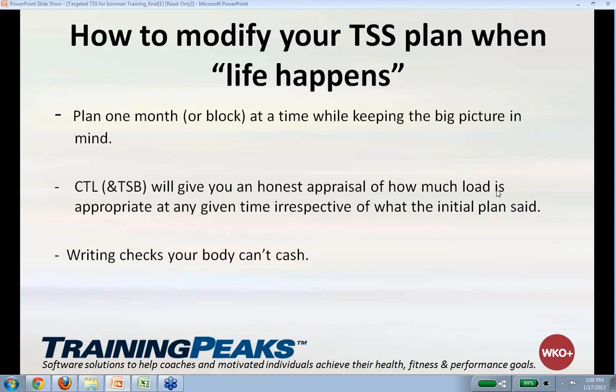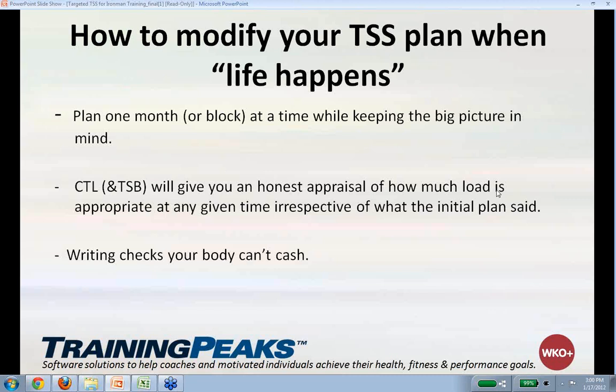If you look at your CTL, it will give you an honest appraisal of what your work tolerance is at that point. There's the Top Gun line where the commander says to Maverick, "Son, you're writing checks that your body can't cash." We see that all the time as coaches.